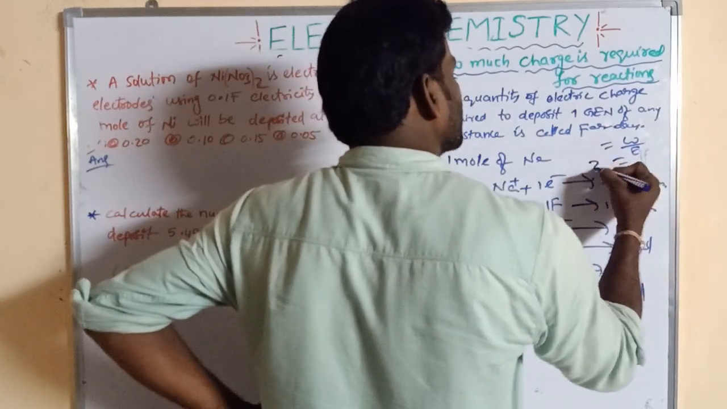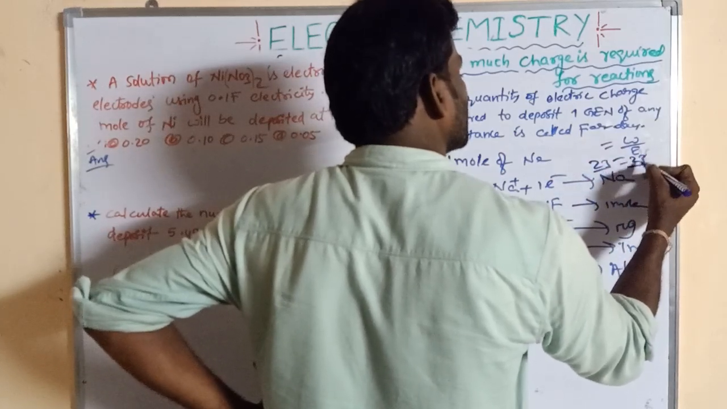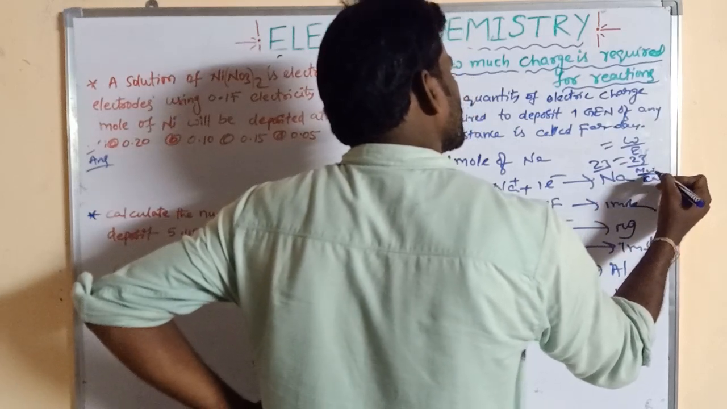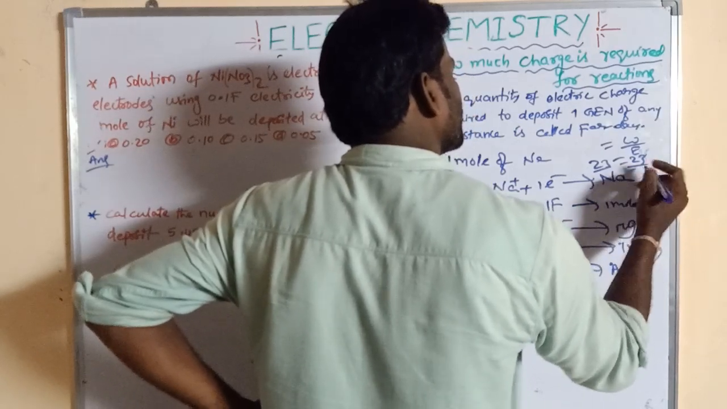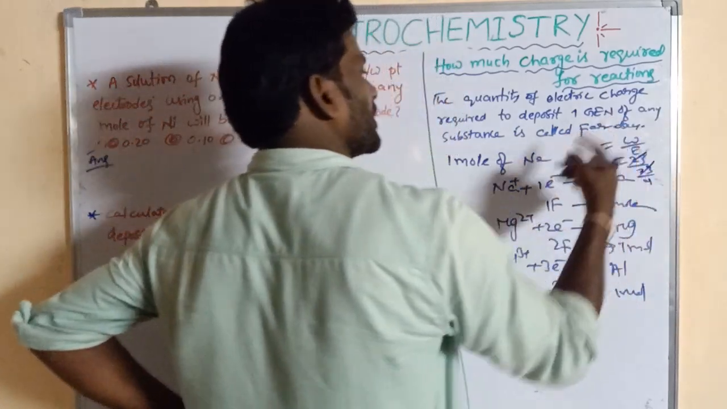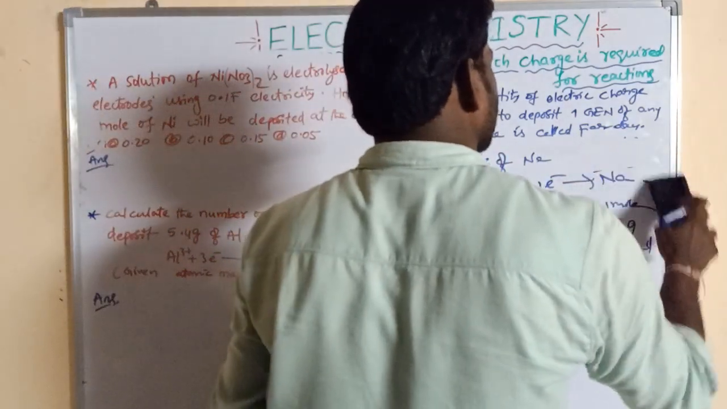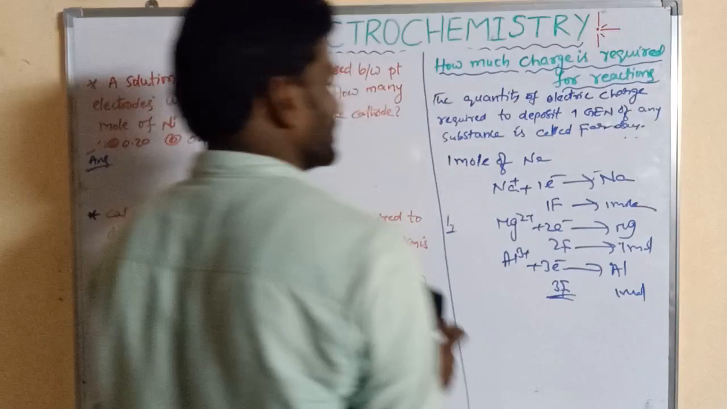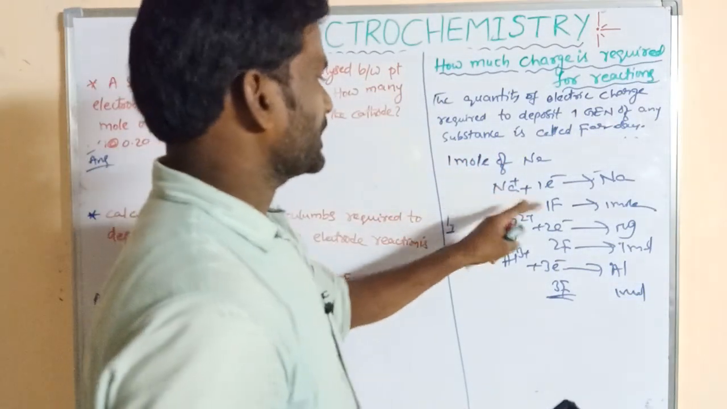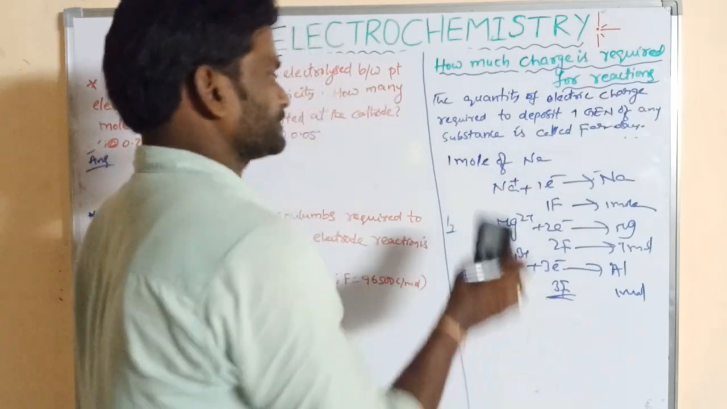For example, 23 gram of sodium. Its weight is 23, and its equivalent weight is equal to molecular weight by charge. So molecular weight is 23, by charge of Na+, which is 1. So that is 1 gram equivalent. So 23 gram of Na is equal to 1 gram equivalent. So 1 mole of Na requires 1 Faraday, right?